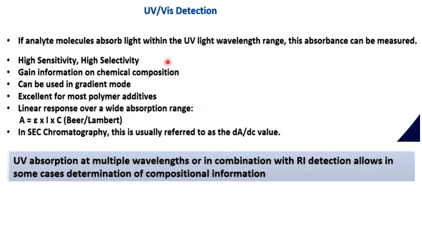Through UV-vis detection, your analyte must be UV responsive. Until and unless it is UV responsive, you cannot of course check it through a UV-vis detector. And it is very sensitive, as we have also discussed during UV-visible spectroscopy. So through the UV-vis detector, you can dig further to know the chemical composition after separating out the sample, and it can be used in gradient mode.